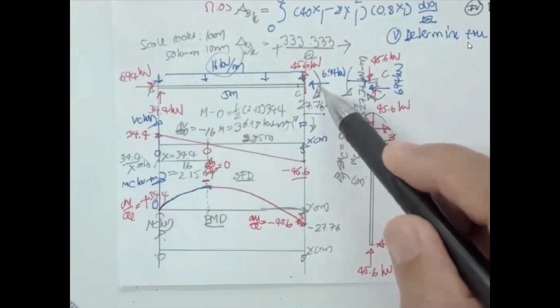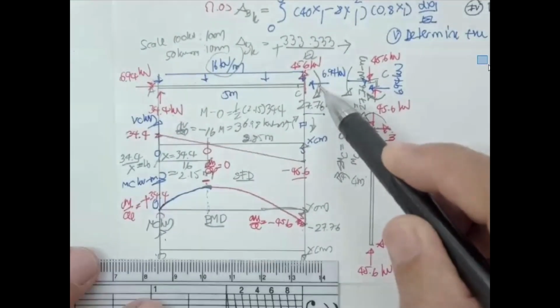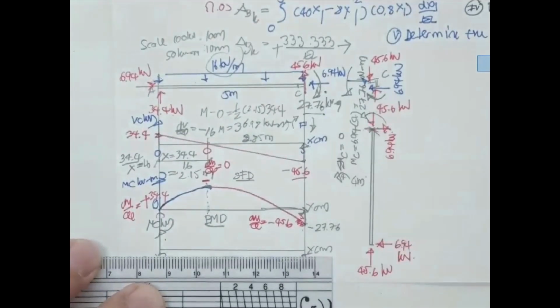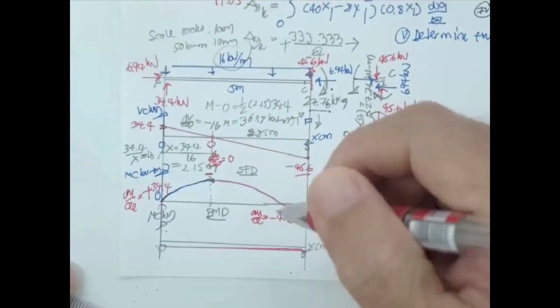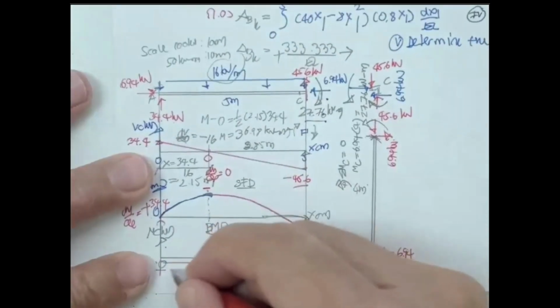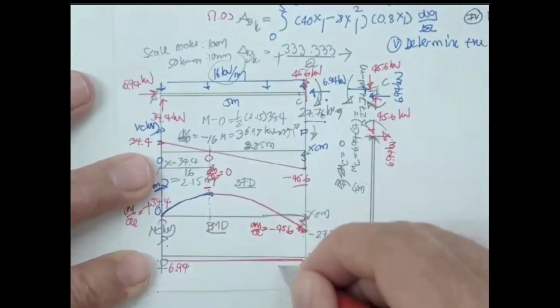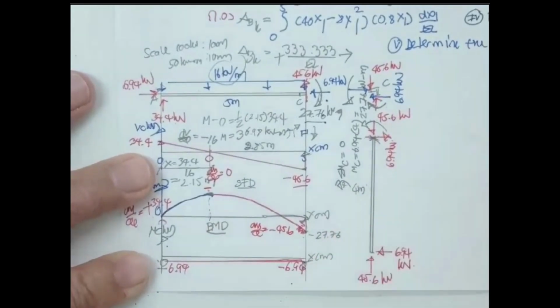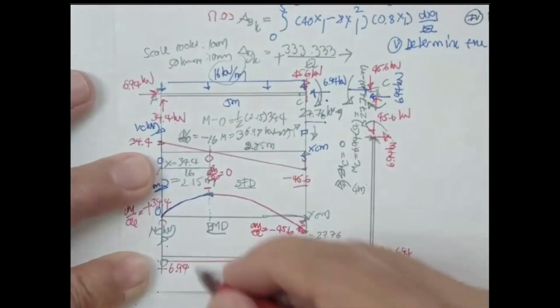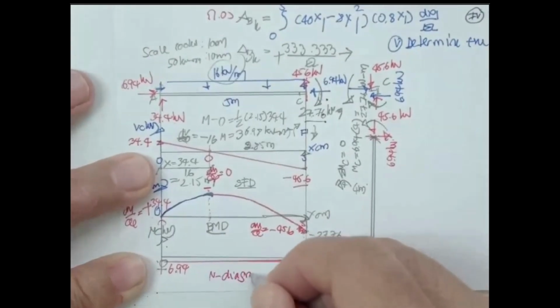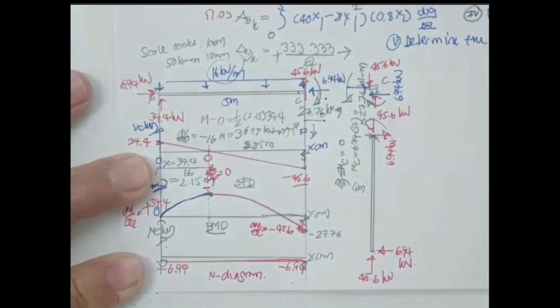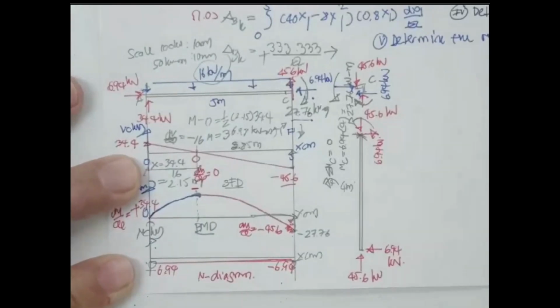6.94. So the beam is going to be subjected to negative normal force. That's going to be the same for every section: minus 6.94, minus 6.94, constant. That's going to be the N diagram, or normal force diagram, for the beam.